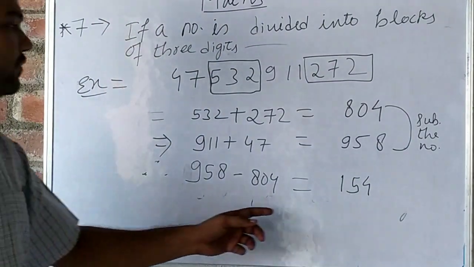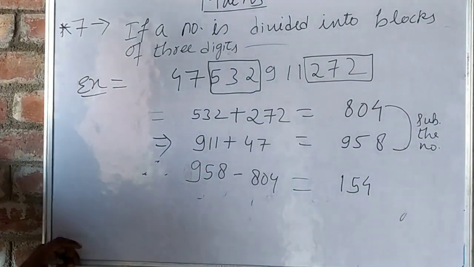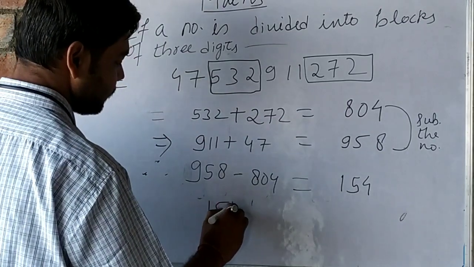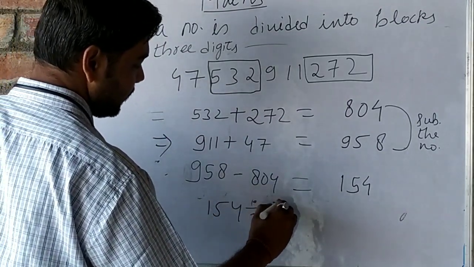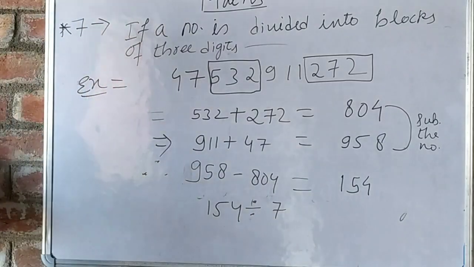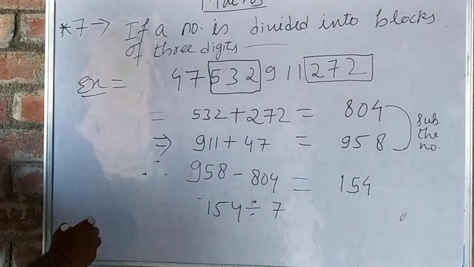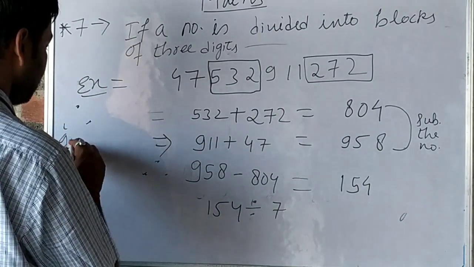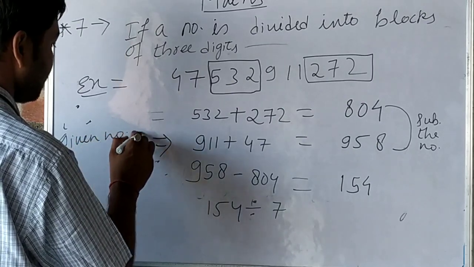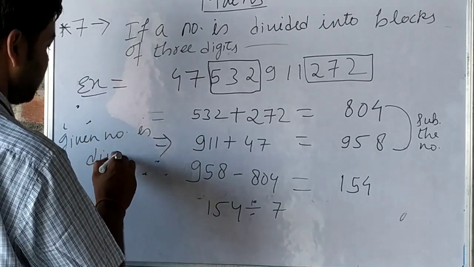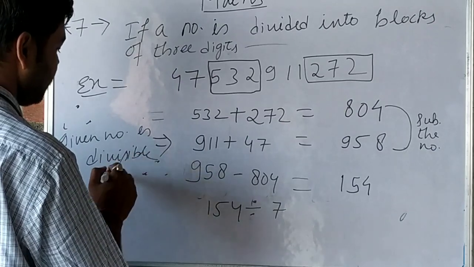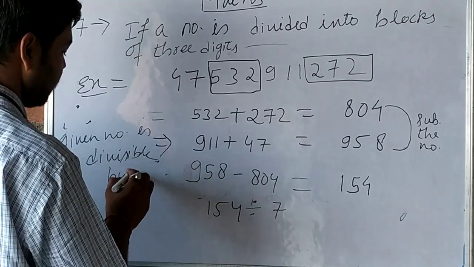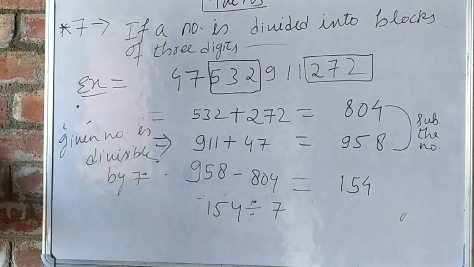154. We will have the result 154, and we know that 154 is divisible by 7. Therefore, we can say that the given number is divisible by 7. Understand? So this is the case of 7.